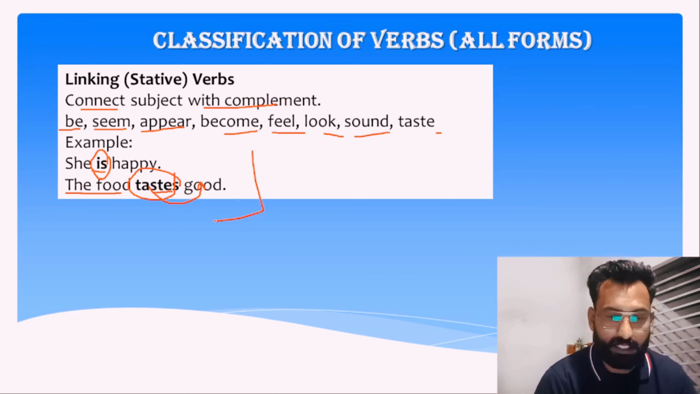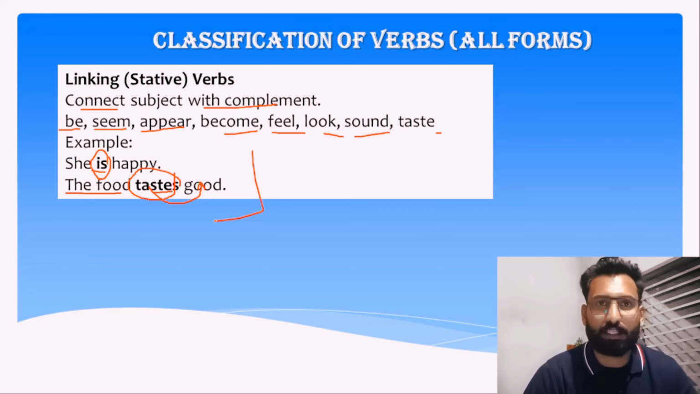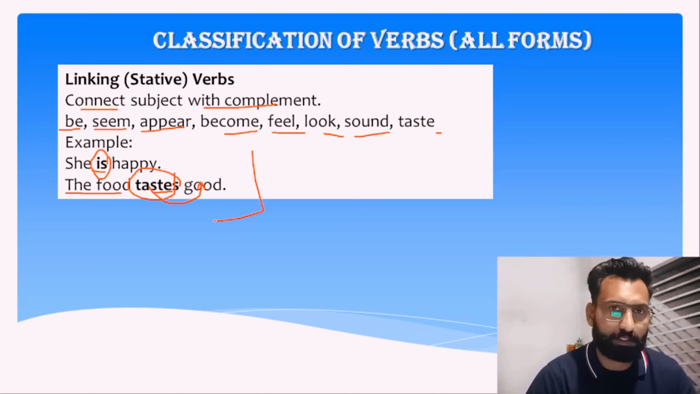So these all were verb forms we can classify in six. These six forms cover all the verb forms in grammar part. I hope you learned something and many things are clear to you after watching this video.